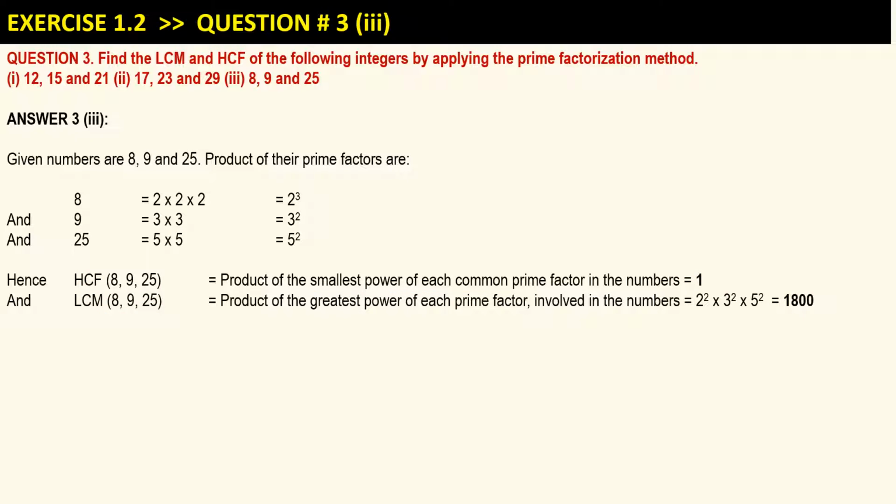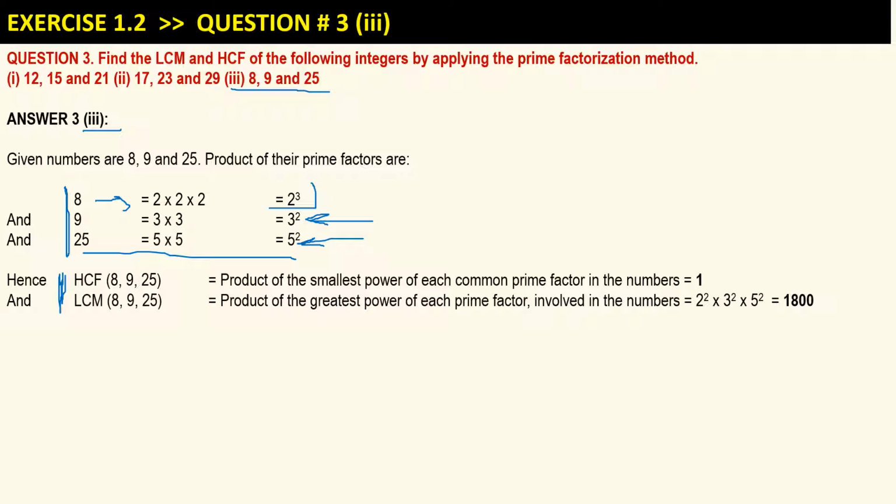Now let's do the last part of question number 3, where we are given the three numbers as 8, 9 and 25. If we factorize them, 8 will become 2 raised to power 3, 9 will become 3 raised to power 2 and 25 will become 5 raised to power 2. And now let's do the HCF and LCM.